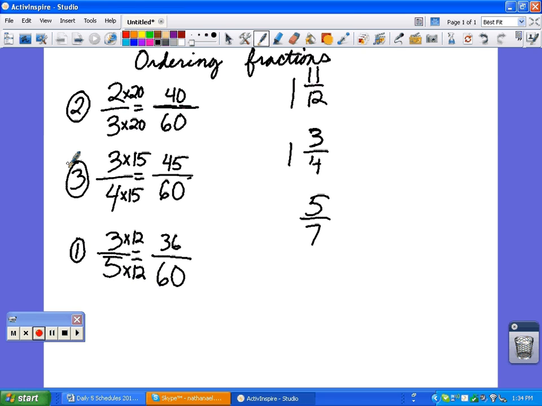Now another way to do that, we'll do 1 11/12, 1 3/4, and 5/7. We know without starting that 5/7 is the smallest, because there's no whole number. So now we look at 11/12 and 3/4. We can think about these fractions in our mind, 11/12 and 3/4. 11/12 is closer to 1 whole than 3/4 is. So we know that 11/12 is bigger than 3/4. So 1 and 3/4 would be the second smallest, and then 1 and 11/12 would be the third. So those are two ways we can do ordering fractions.